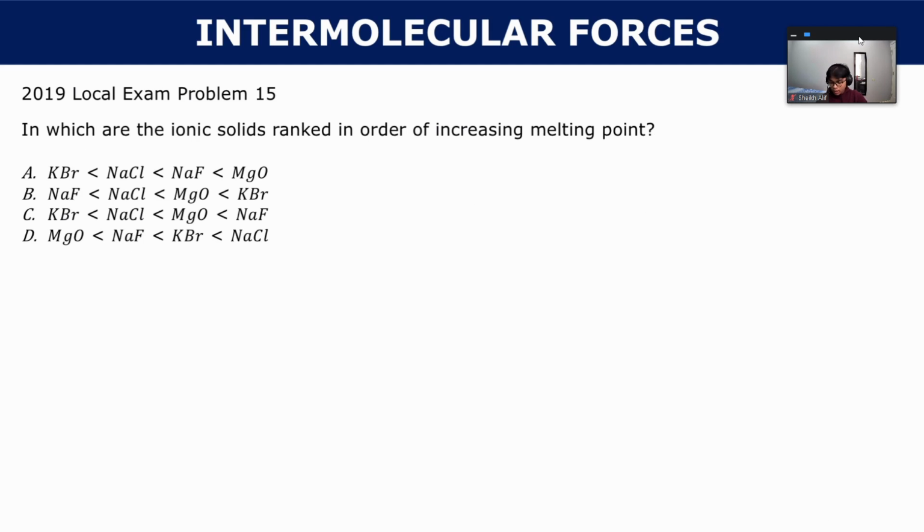Let's go on to the next one. In which are the ionic solids ranked in order of increasing melting points? So remember, ionic solids are going to follow this equation very heavily. So Q1, Q2 over R squared. So basically, we're trying to compare which ionic solids are going to have greater forces. And so remember, we can't figure out the K or the R squared of any of these compounds as is. But what we can do is compare the Q1, Q2 values. Molecules with a larger magnitude of Q1, Q2 value are going to have stronger intermolecular forces than molecules with lower magnitudes of Q1, Q2 values.